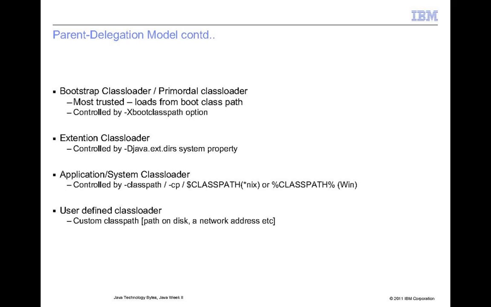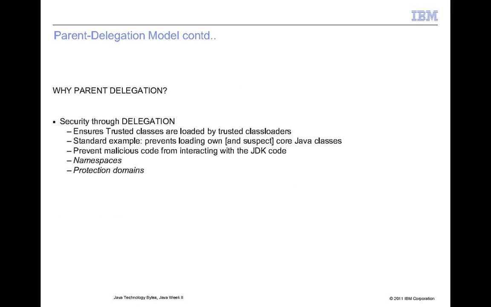Now, why do you need the parent delegation model? I put one bullet there. The most important thing is security through delegation. The parent delegation model ensures that only trusted classes are loaded by trusted class loaders. A standard example is this. Say you have your own java.lang.String and you try to load it through your custom class loader. Because the JVM enforces the parent delegation model, this class load will be delegated to the parent, which would eventually come down to the bootstrap class loader.